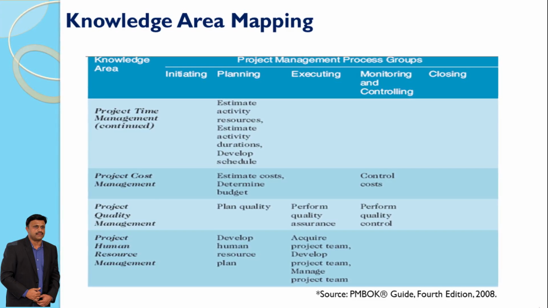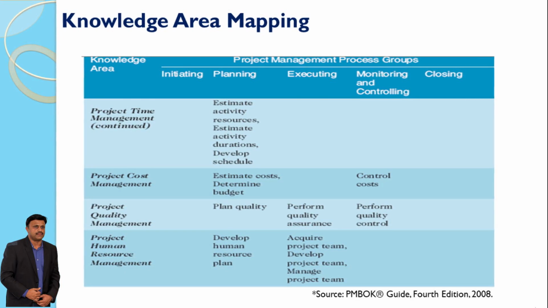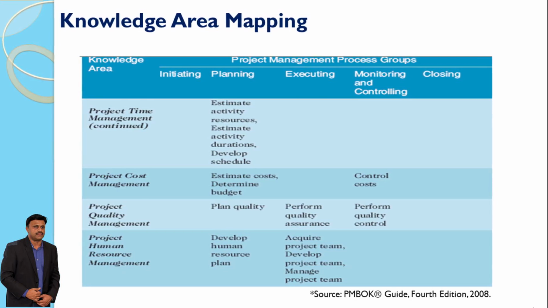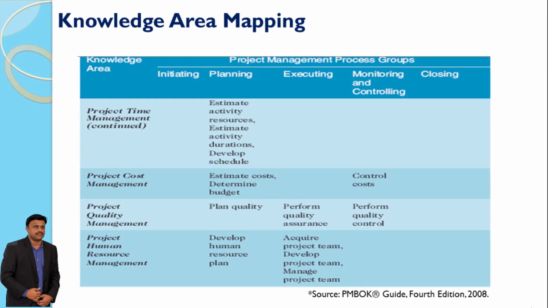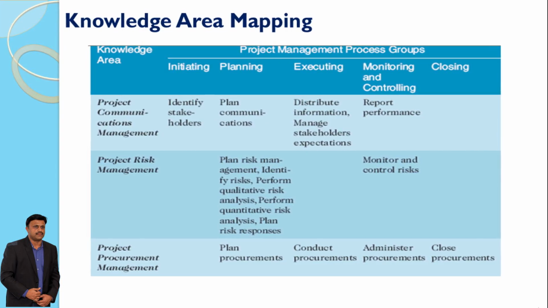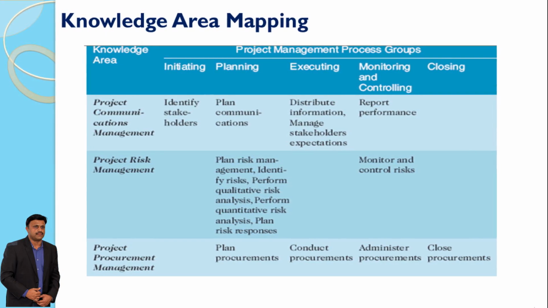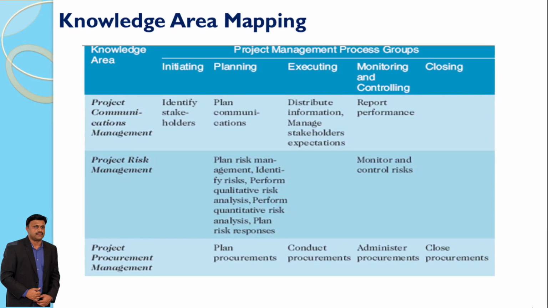Continuing with our mapping, we delve deeper into how time, cost, and quality management integrate with the process groups, ensuring comprehensive project oversight. Our final mapping segment covers communication, risk, and procurement management, highlighting their roles in the project lifecycle and ensuring all aspects are covered.